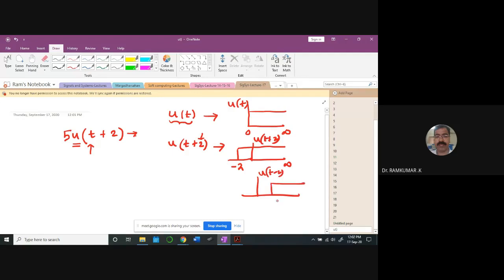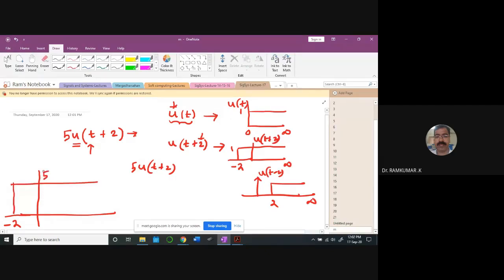Amplitude is 5, sir? No, for all the signals I'm talking about only u of t. The value is 1 at unit step. Okay, all these are unit steps. Now, if I'm going to say 5 times u of t, what I'm saying is the amplitude of this signal is going to be 5 times. Initially it is 1, it starts at minus 2, and it now goes up to 5. So the signal looks like this. All right? 5 times u of t plus 2. The same signal, u of t plus 2, but multiplied by 5.